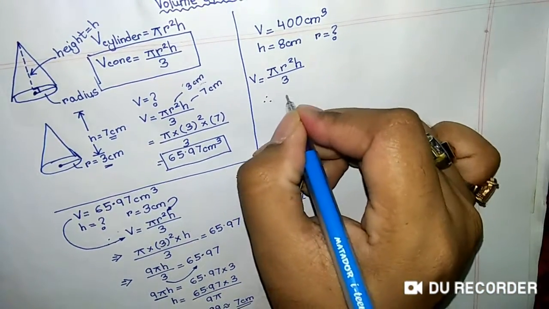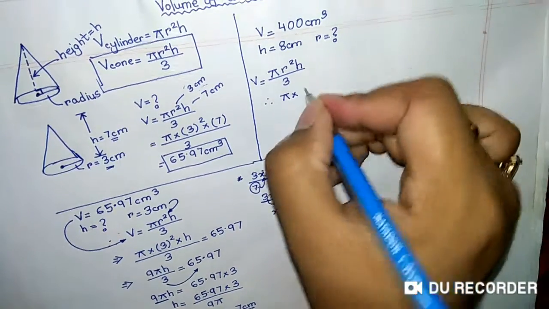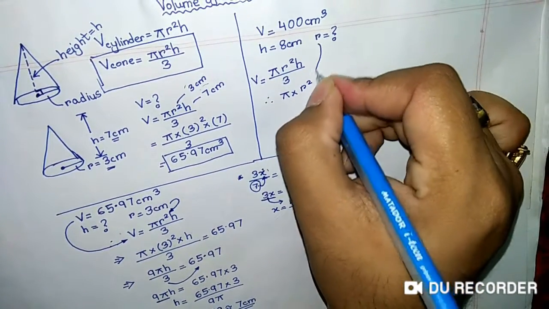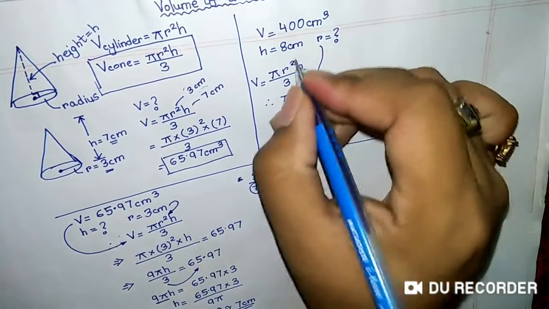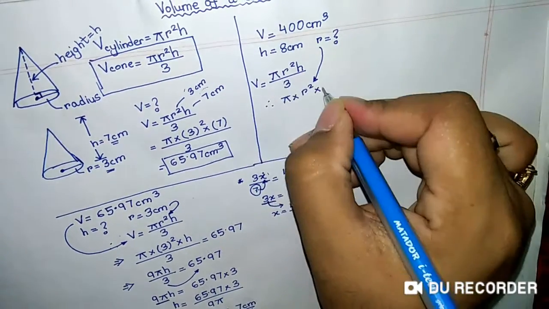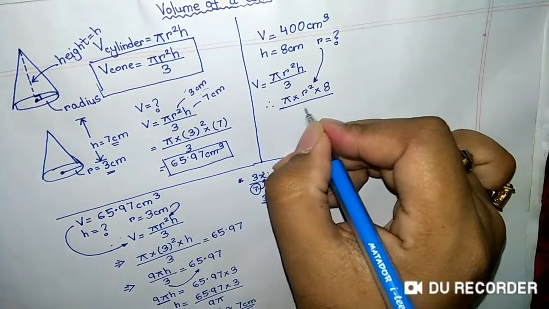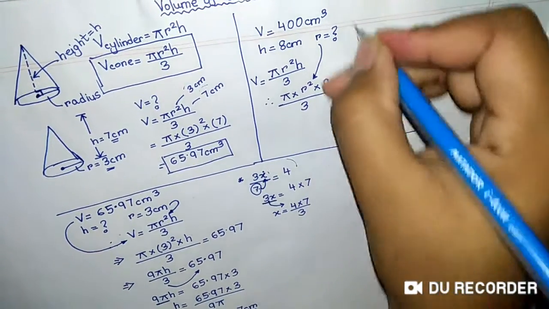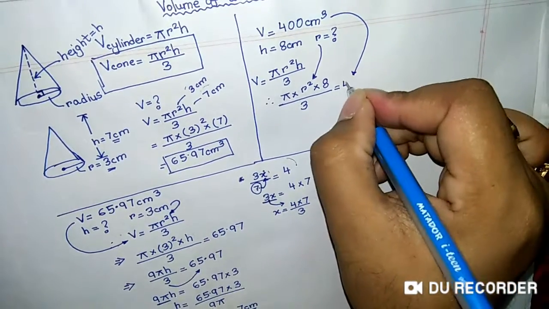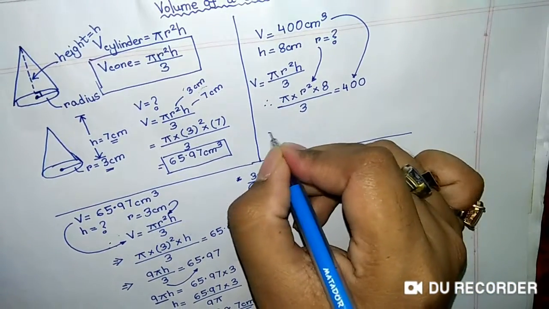And now we are going to insert the values. As we know that the r is going to be unknown, we need to find it. So h is 8 centimeters. So we are now going to put 8 in position of h. 3 is in the formula, and the volume of the cone would be coming as 400.